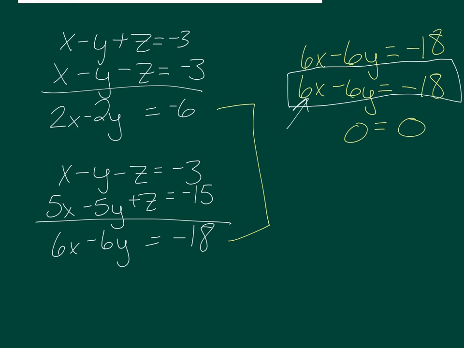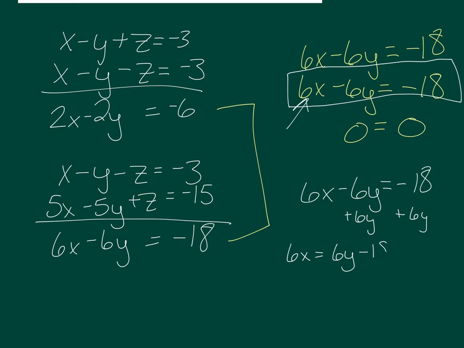So now in this equation I have 6x minus 6y is equal to negative 18. I'm going to isolate a variable. Let's just isolate the x because it's already positive there. So I'm going to add 6y to both sides. Those aren't like terms, so I end up with 6x equals 6y minus 18. And if I divide everything by 6, I get x is equal to y minus 3.